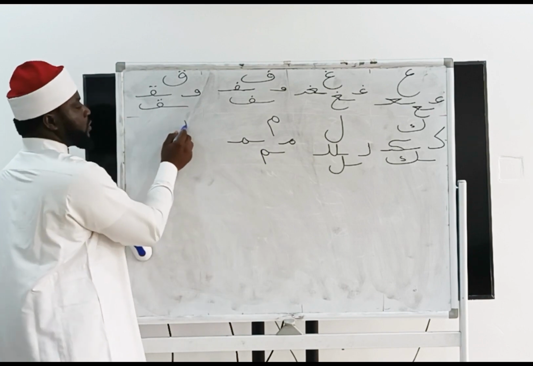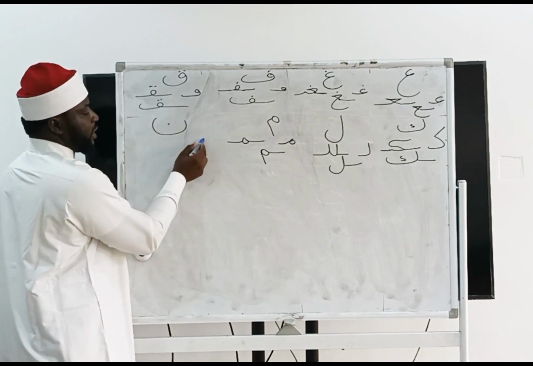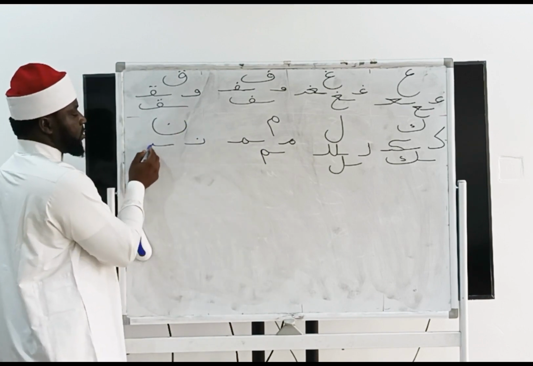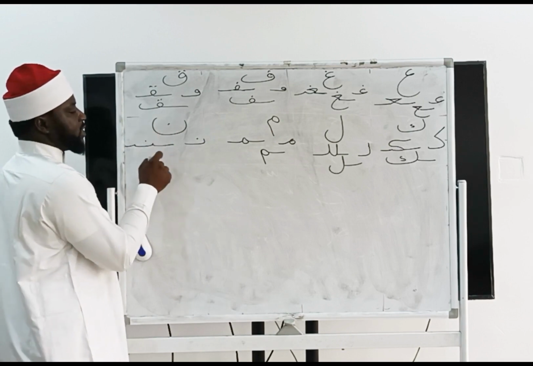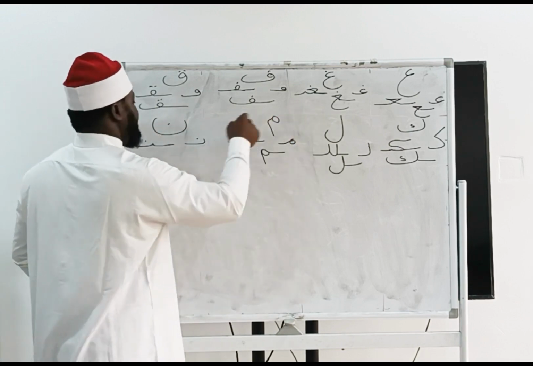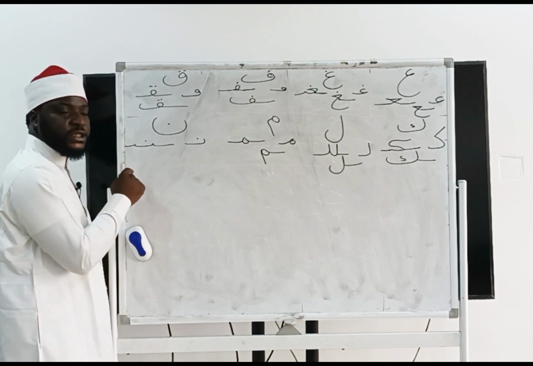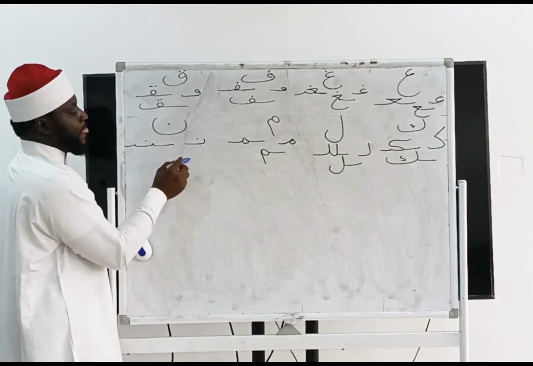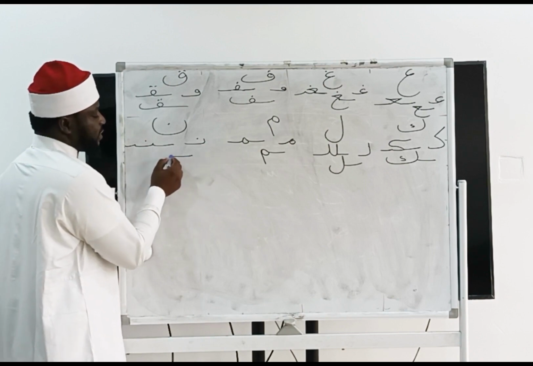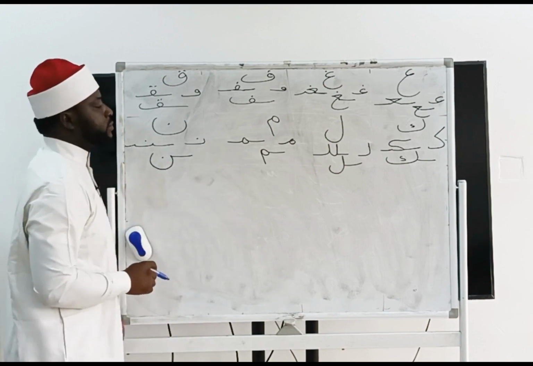Then this is noon. At the beginning, it's like this. At the middle, like this. The difference between noon and ba is that the noon dot is at the top, while the ba dot is at the bottom. Then at the end, an alphabet comes, then noon, bigger.